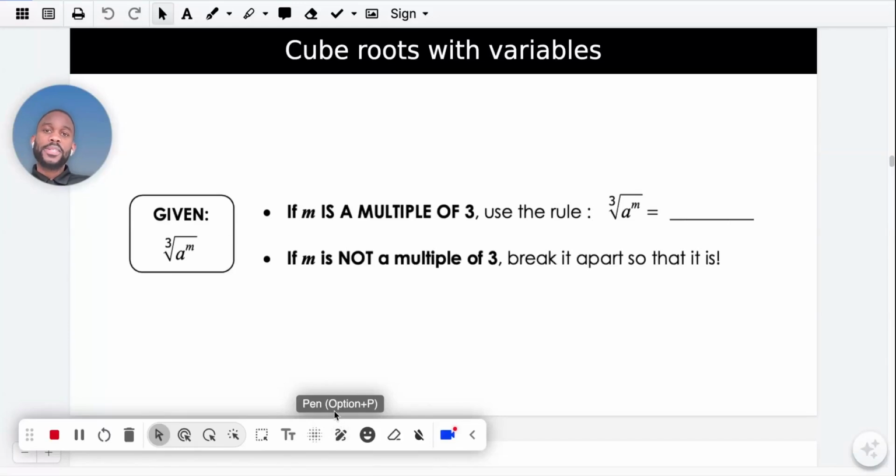Hi guys, welcome to this video where we're going to be looking at cube roots with variables. This is another part. The first part was looking at square roots with variables. If you didn't watch that part, please go back and watch that part first.